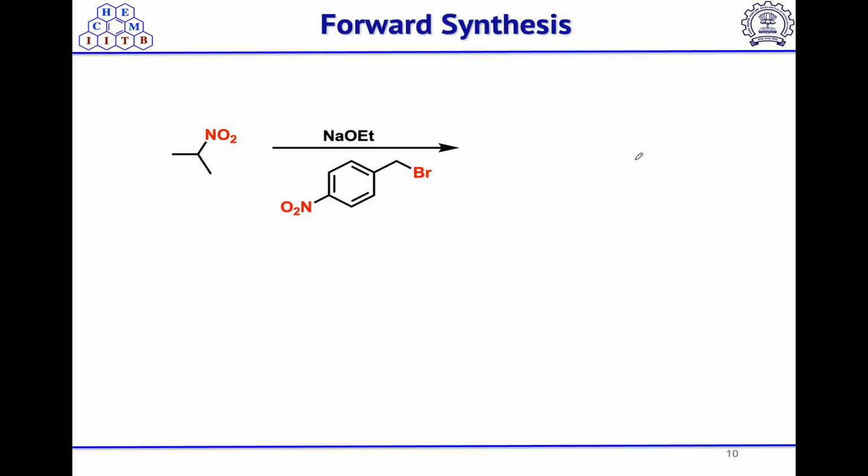So in forward synthesis, what will happen? We are treating this nitroisopropyl group with sodium ethoxide, that is a base, and this para-nitrobenzyl bromide, that is the electrophile. Okay, so what will be the product? Write down the product.